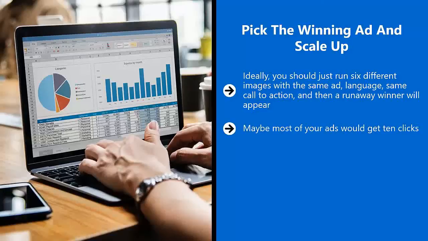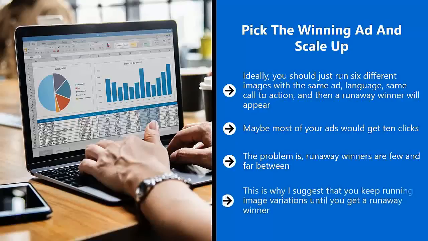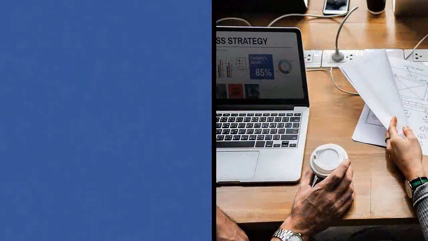Maybe most of your ads would get 10 clicks. This ad got several hundred. That's how you know you have a winner on your hands. That's a runaway winner. The problem is runaway winners are few and far between. Usually the difference between variations doesn't exceed 10 to 25%. You're lucky if it goes over that threshold. This is why I suggest that you keep running image variations until you get a runaway winner. That's when you know that the image is spot on.